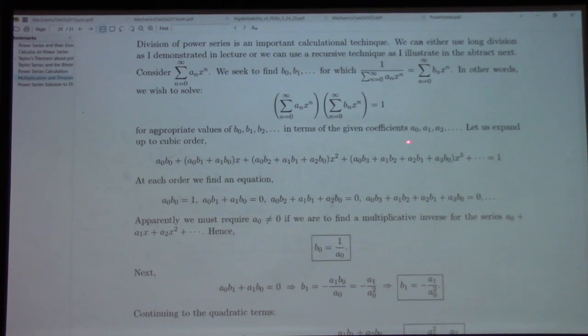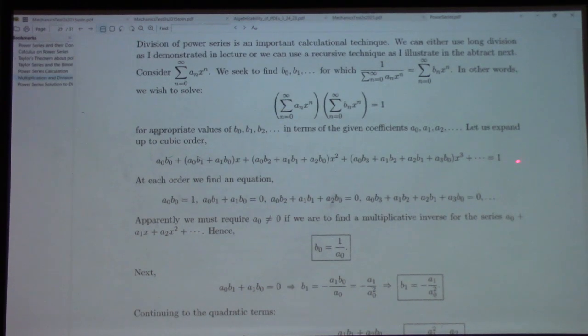We do know we're given the a sub 0, a sub 1, a sub 2, dot dot dot. What I don't know is the b sub 0, b sub 1, b sub 2, dot dot dot. All right? So I multiply this out. Here's the 0th order, the 1st order, the 2nd order, the 3rd order, and so forth. And so you get an equation from each order. Like at 0th order, I get that the product of a0 and b0 has to be equal to 1, because that's the constant term on the right-hand side.